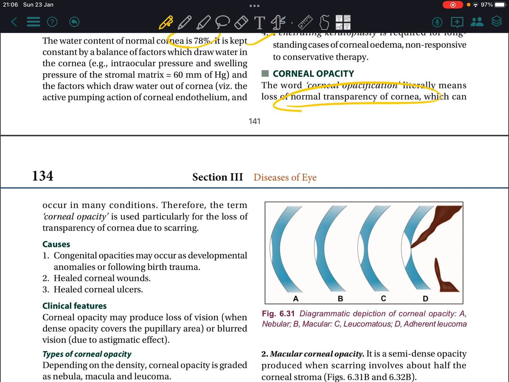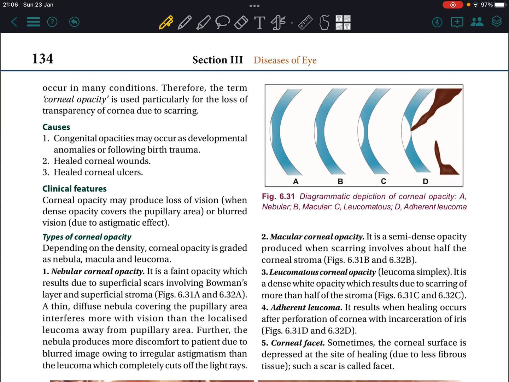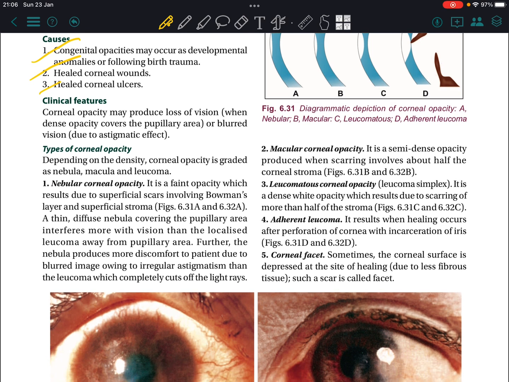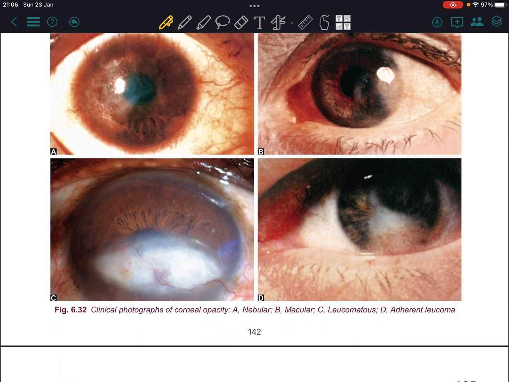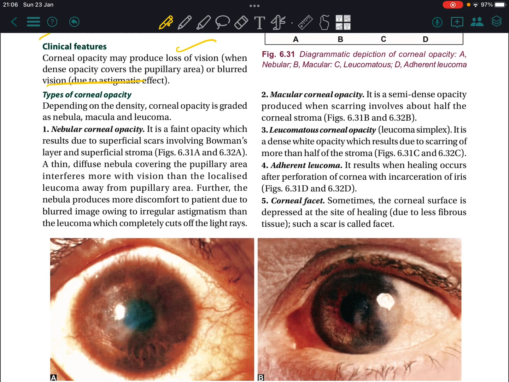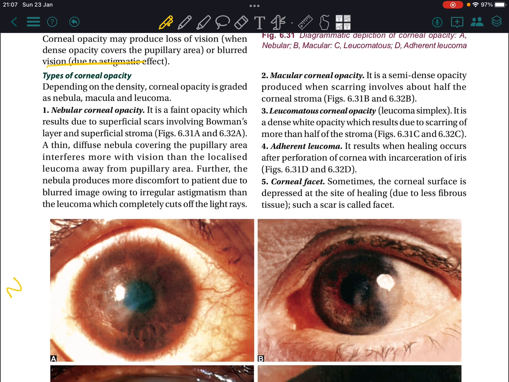Corneal opacity is loss of normal transparency of the cornea, which occurs in many conditions. Causes: congenital opacity, developmental, healed corneal ulcers, healed corneal wounds. Clinical feature: loss of vision or blurred vision due to astigmatic effect. Types of corneal opacity: nebula, macula, leukoma, adherent leukoma. Nebular corneal opacity is a faint opacity which results from superficial scars involving Bowman layer and superficial stroma.